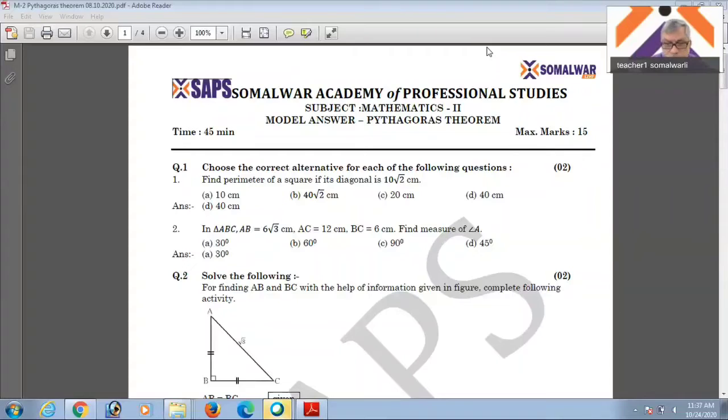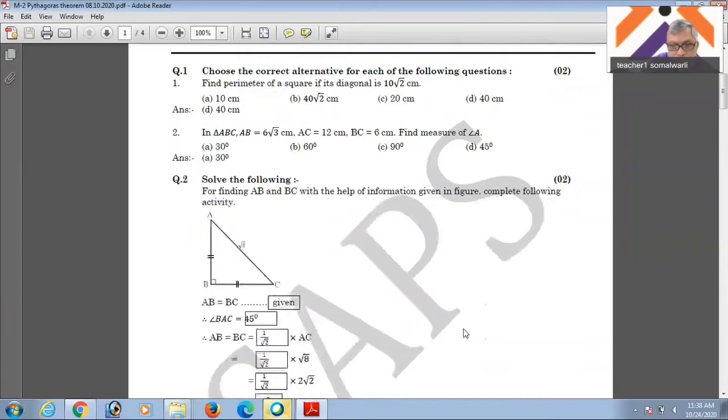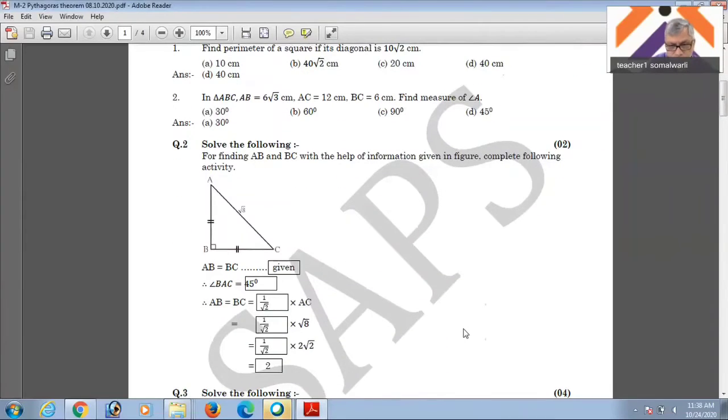Second question is, solve the following, for finding AB and BC with the help of the information given in the figure. That is, ABC is a right angle triangle and AB is one of the perpendicular sides and BC is another perpendicular side, where the hypotenuse is AC. Okay.